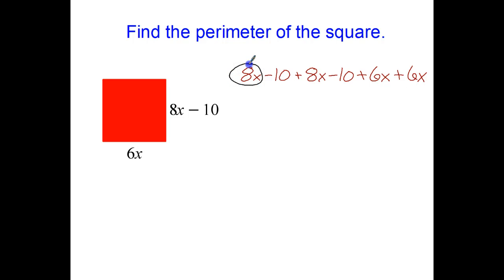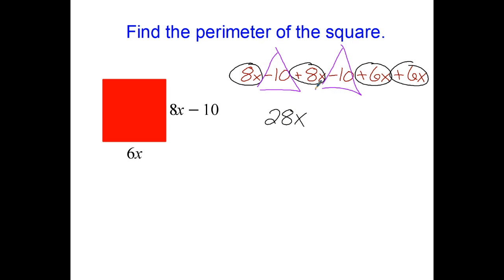So we have all of our x's. Let's put those together. 8 and 8 are 16. 6 and 6 are 12. So 16 and 12, we have 28 x's. And then let's get a different color, different shape. I have negative 10 and negative 10 for constants. Put those together, we get negative 20. Okay, so if they're asking for the perimeter, we know that the perimeter of the figure using the terms would be the expression of 28x minus 20.